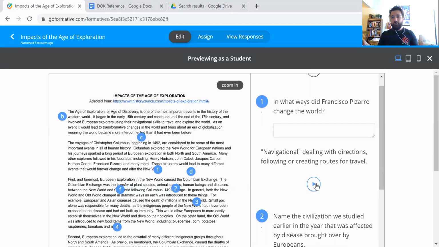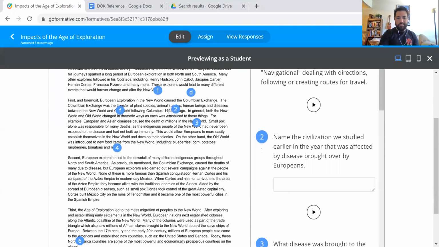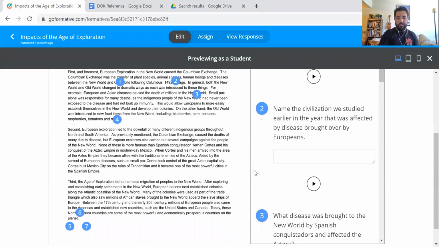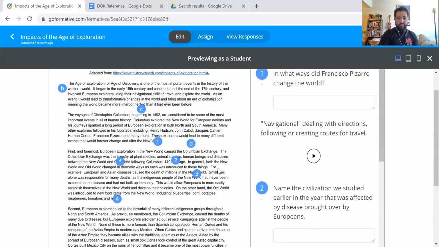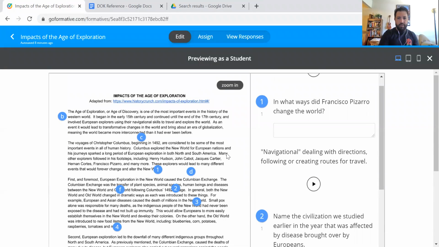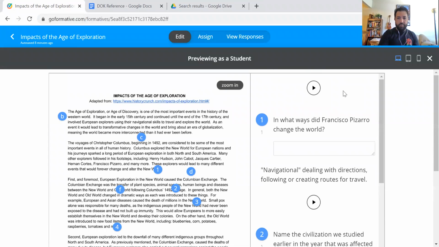What I don't like about GoFormative though is that it doesn't tell you, hopefully you can see my cursor, it doesn't show you that when you hit this play button, it corresponds to B, and then when you hit this one, it corresponds to C. It doesn't do that for you. So you kind of have to just keep things in order, and do your best to realize the order that things are in, you know?